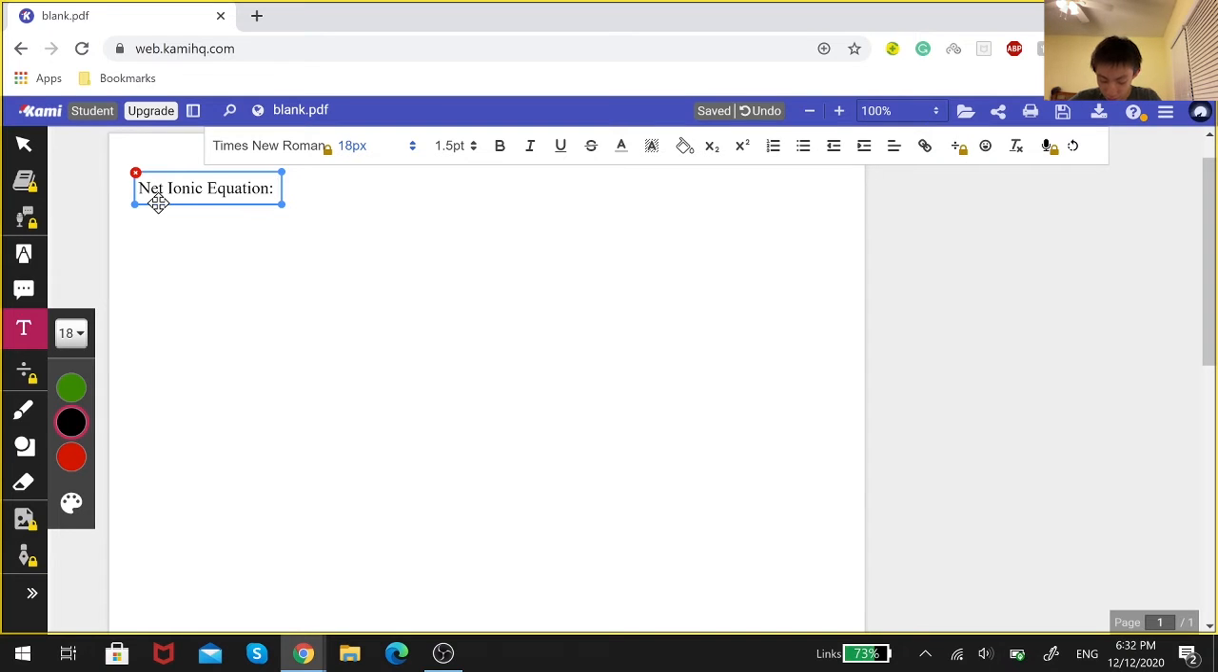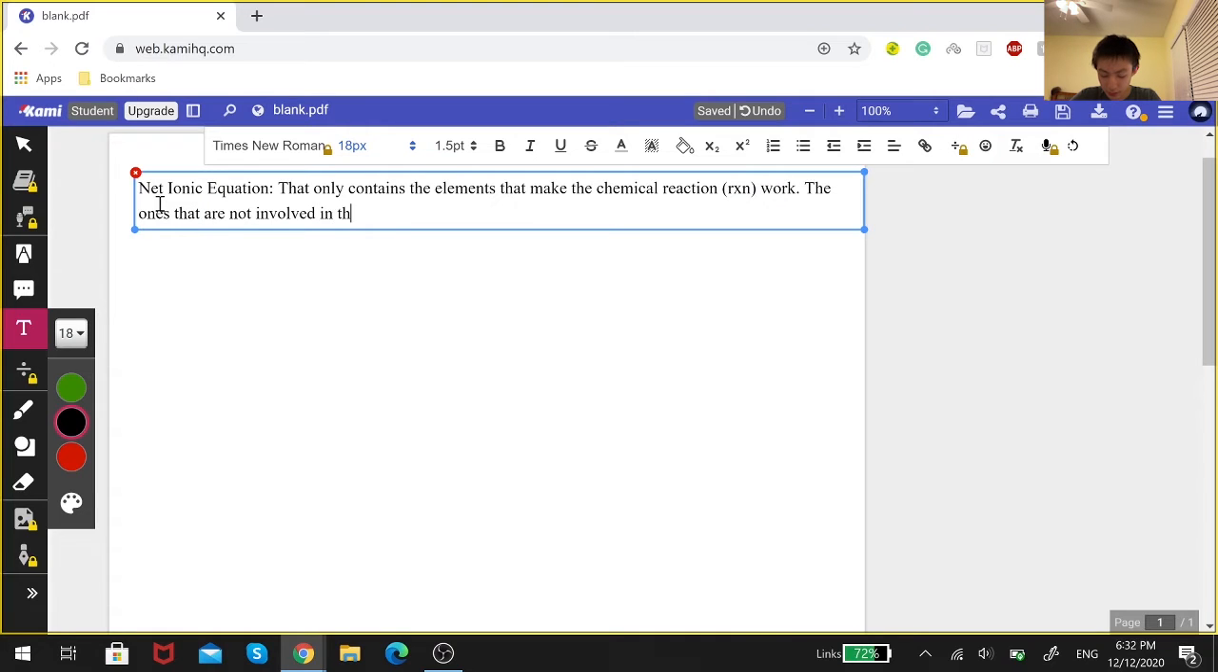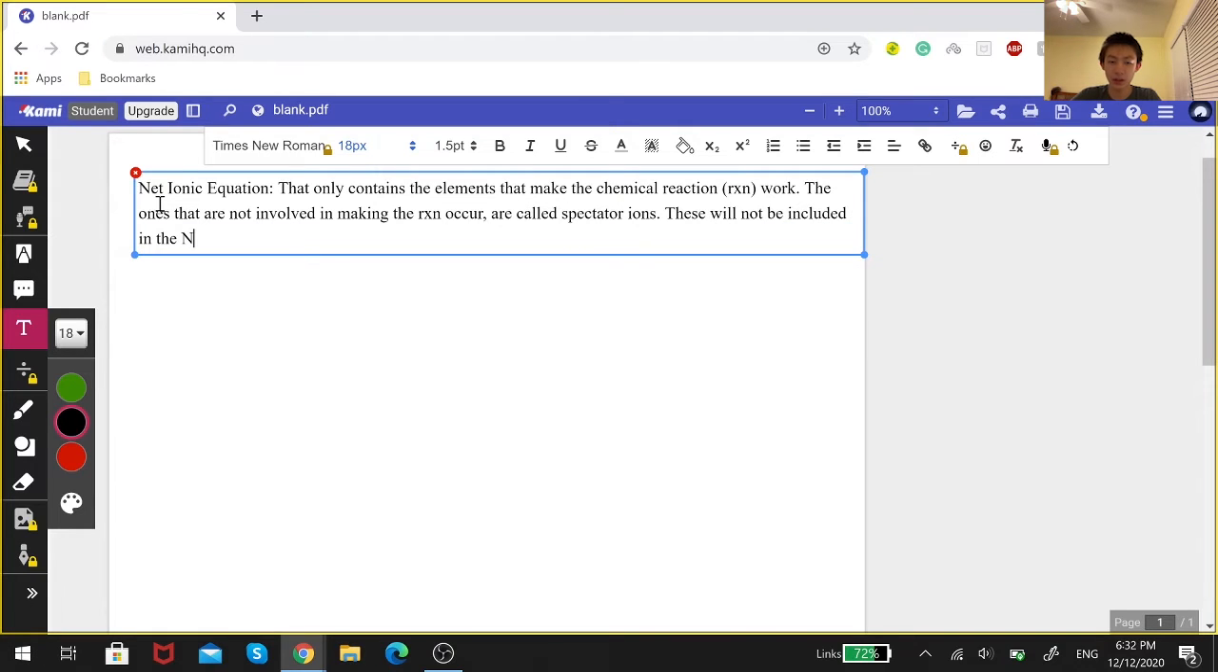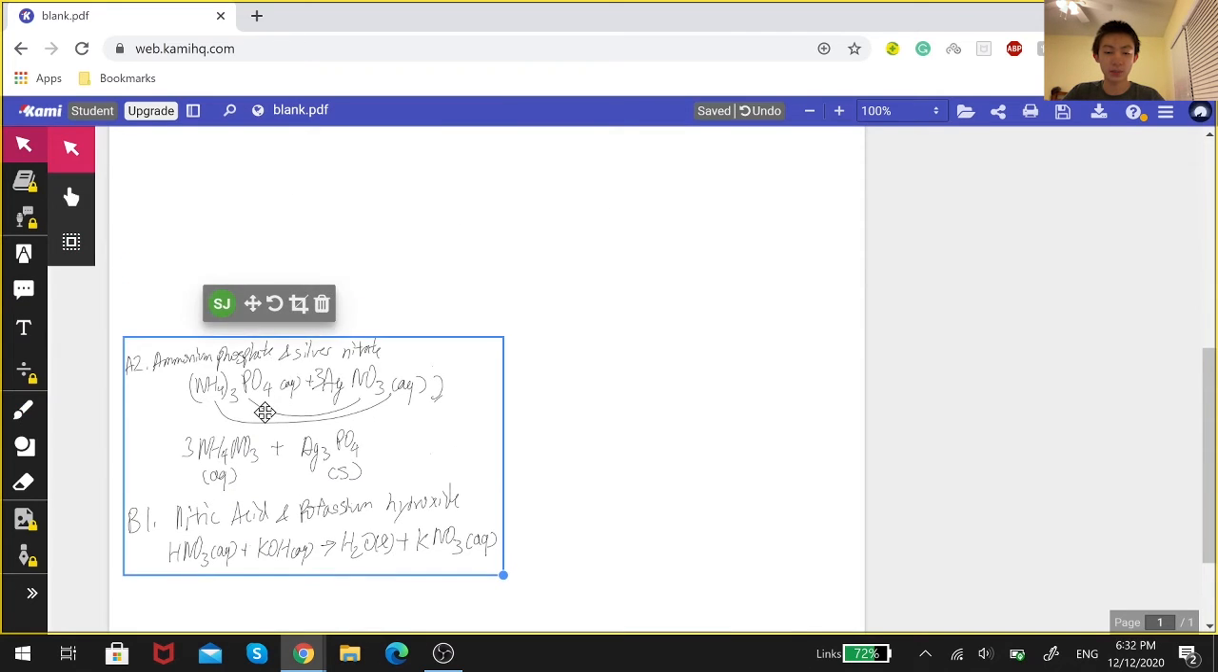A net ionic equation is an equation that only contains the elements that make the chemical reaction, or RXN, that's a fancy word for reaction in chemistry, work. Now, the ones that are not involved in making the reaction occur are called spectator ions. These will not be included in the net ionic equation. Alright, so let's take a look at the two examples we just did in the previous video.